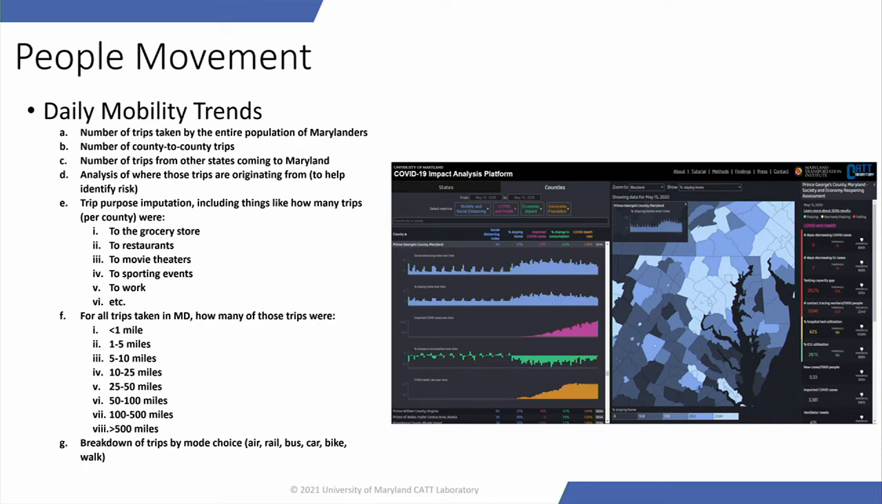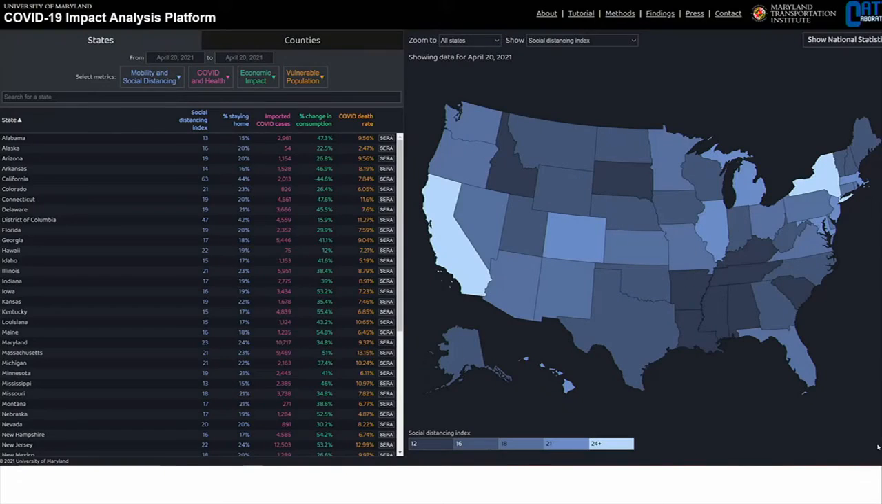So imagine being able to go in and see, okay, today we've got 5 million people that are traveling in and out of the state of Maryland. And here's where they're coming from, and here's where they're going to. Here's the top 10 destinations today, or here's the top 50 trip purposes: work, grocery, bank, that sort of stuff. Or of all the trips today, here's how many of them were less than a mile or longer than a mile.